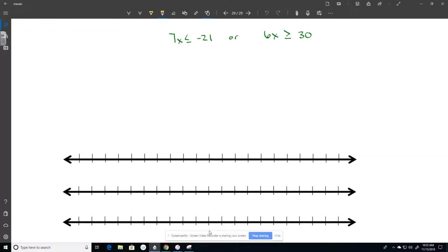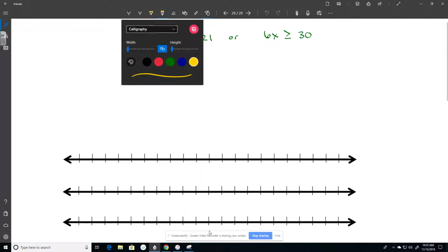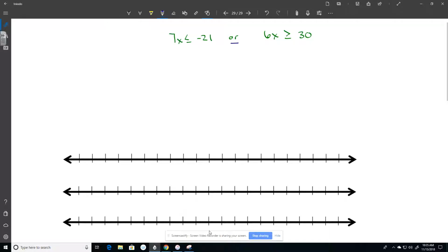Now, another new thing, or I guess newer than what you've been doing for a couple of years, is if it says the word or. In this case, start out the same way. Get X by itself, divide by 7. X is less than or equal to -3. Or if I divide by 6, I get X alone on this one. X is greater than or equal to 30 divided by 6 is 5. So my inequality has to satisfy either this one or satisfy this one.